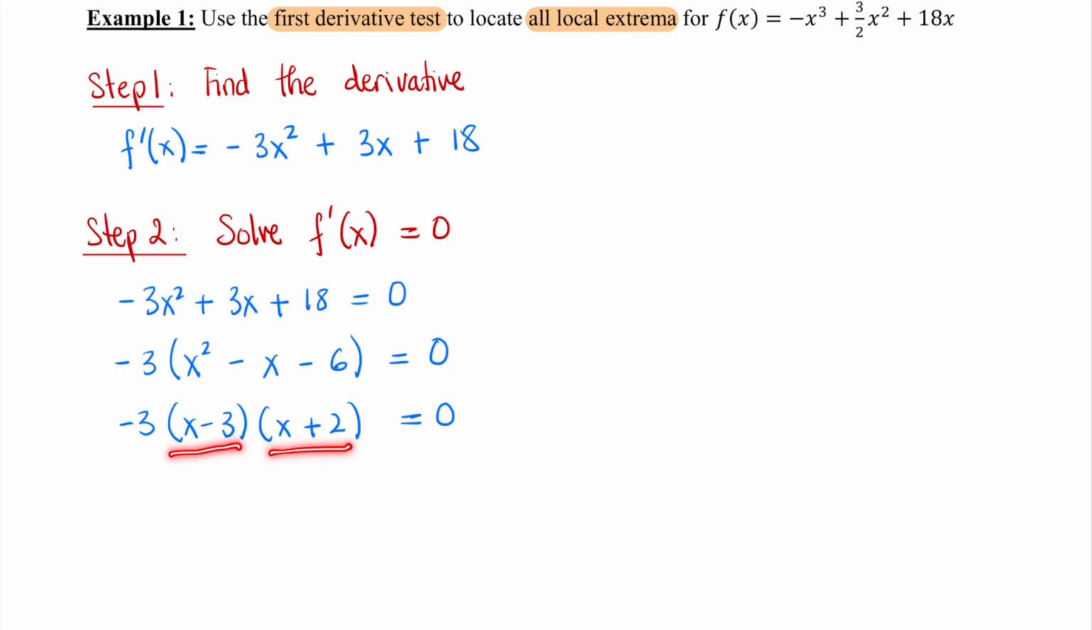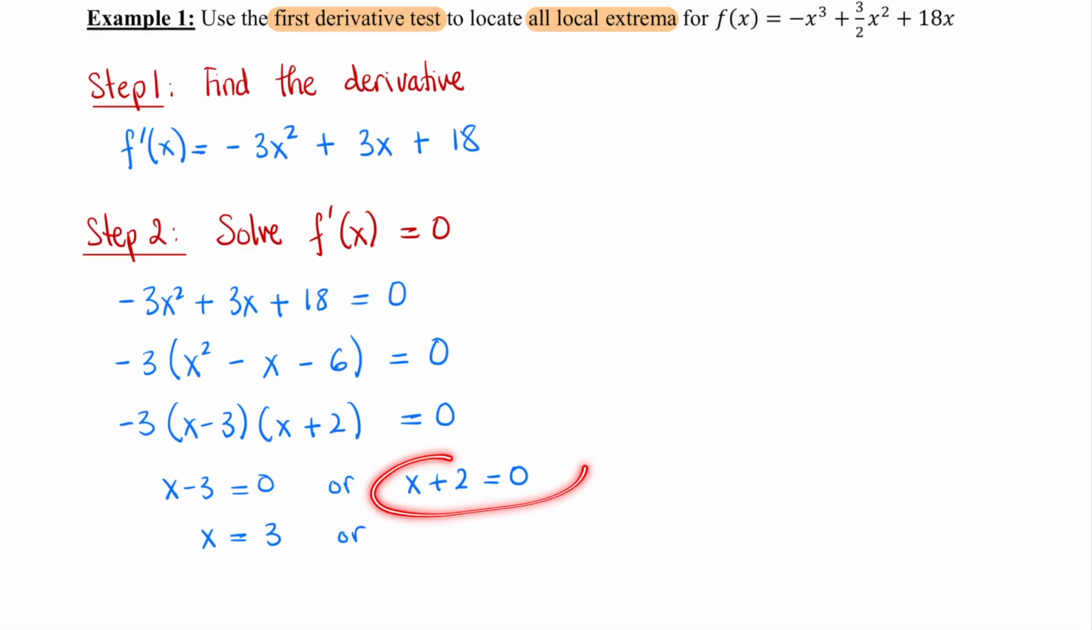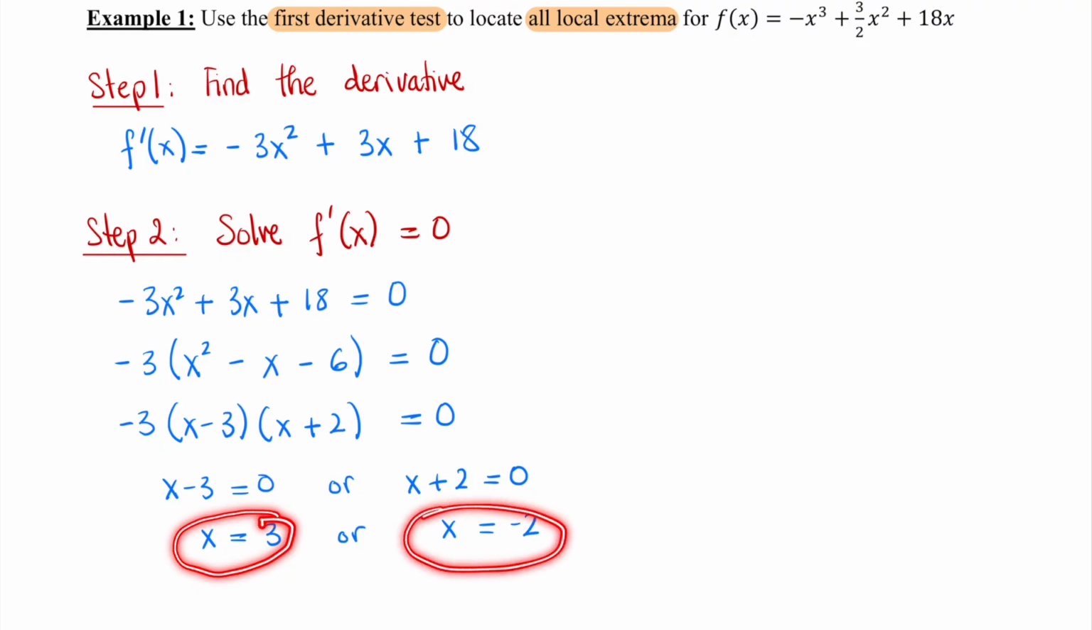Next, I set each of these factors equal to 0. To solve for x from here, I add 3 to both sides, so I have x equals 3. And from this equation, I subtract 2 from both sides, so I have x equals negative 2. So, when x equals 3 and negative 2, the derivative equals 0. Step 3. We check if the derivative is undefined anywhere.